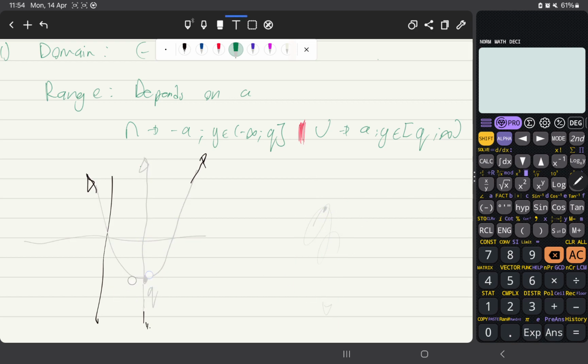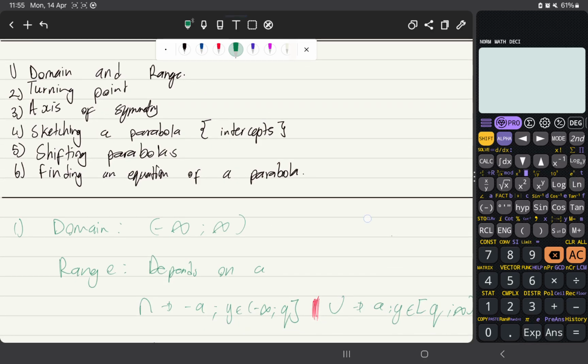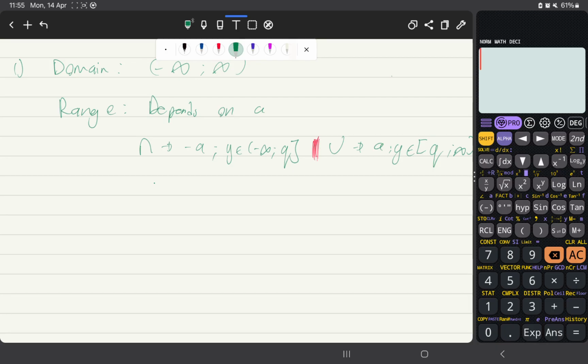Just remember, q depends on a. If a is negative, this is how q is going to be. If it's positive, this is how it's going to be. The turning point, we've talked about it, so I'm gonna pause. The axis of symmetry, we've talked about it. Sketching, we're gonna talk about it. Shifting parabolas, maybe let's talk about it now. Cool. Let's talk about the shifting parabolas.